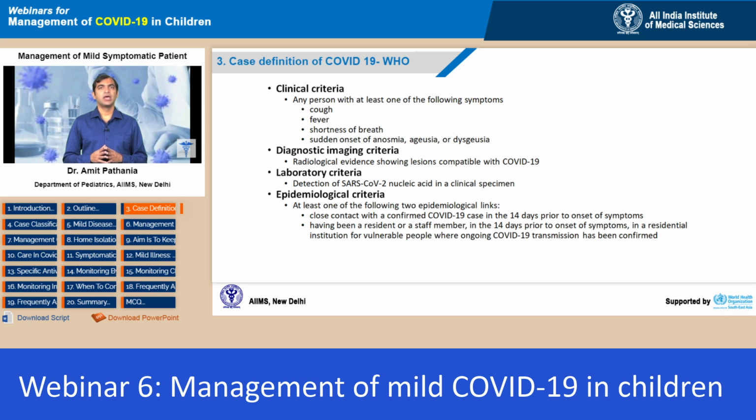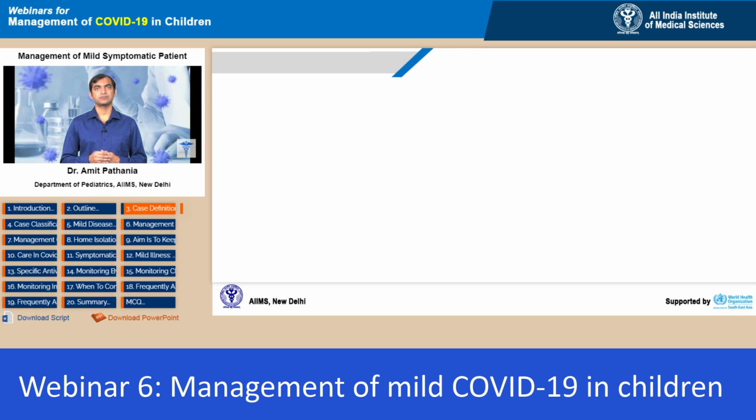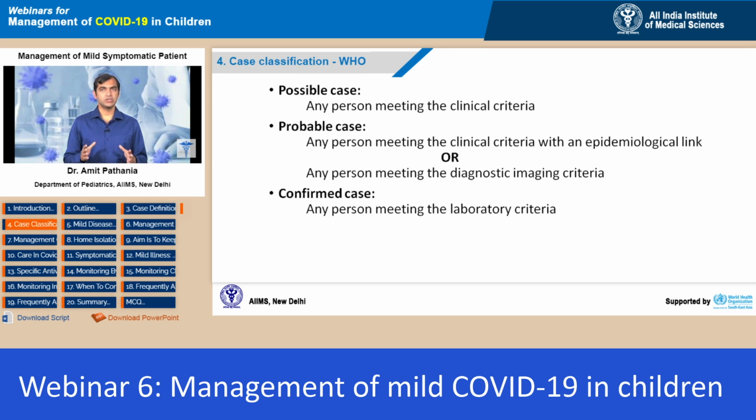Epidemiological criteria: at least one of the following two epidemiological links should be there: close contact with a confirmed COVID-19 case in the 14 days prior to onset of symptoms, or having been a resident or a staff member, in the 14 days prior to onset of symptoms, in a residential institution for vulnerable people where ongoing COVID-19 transmission has been confirmed. So, based on these, a possible case is one who meets the clinical criteria.